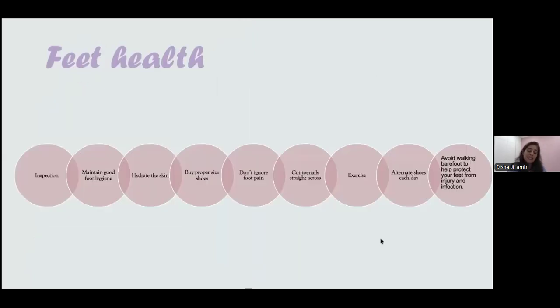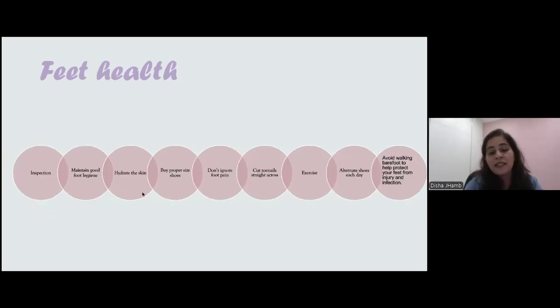So overall, as I said, feet are generally very neglected, and this is true for everybody, whether you have plantar fasciitis or not. These are certain things that all of us need to keep in mind. Always inspect your foot thoroughly. Look for any signs of inflammation or any kind of color change. Take good note of these things.